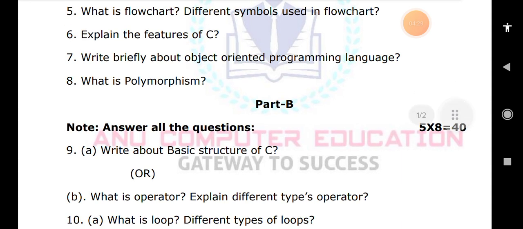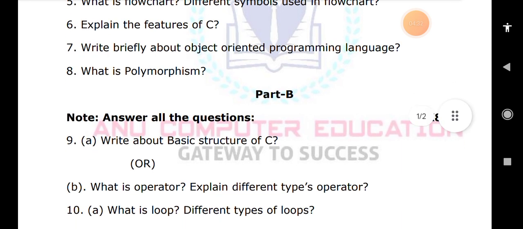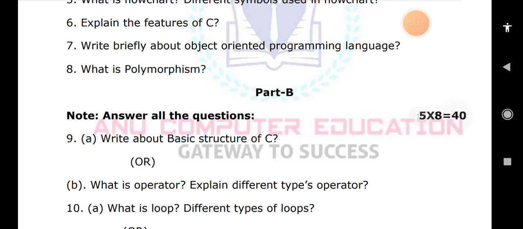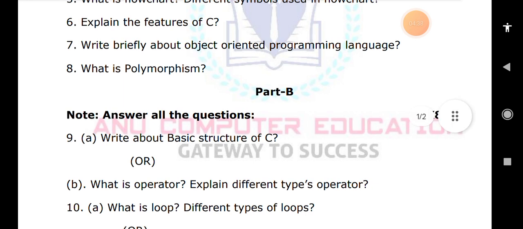Next, what is a looping statement? Different types of looping statements present in C language. Repeating the same statement again and again until the specified condition is true is known as looping. So you have to write about the while loop, do while, and for loop, all these loop definitions along with syntaxes. If possible, write one program, that may be while, do while, or for loop.